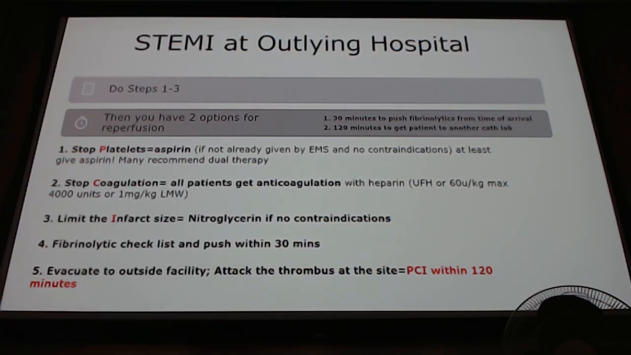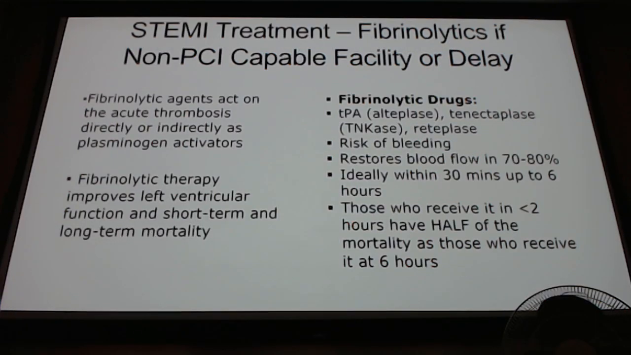And here's what we do with the outlying hospital. If we can't get them to the cath lab in 90 minutes, we give them the fibrinolytic checklist, and then give them fibrinolysis if we can, and then we transfer them.